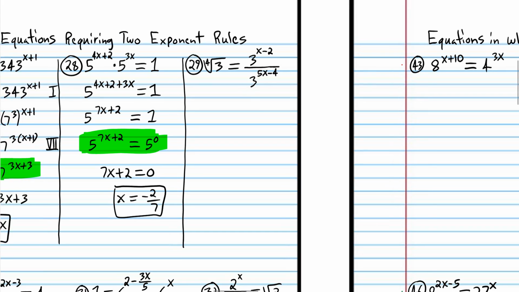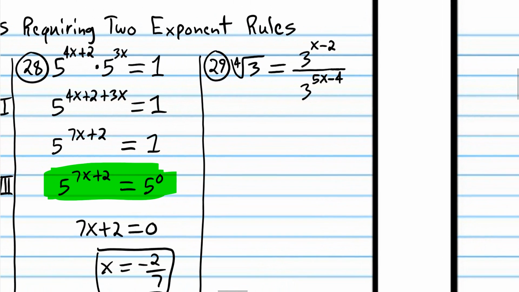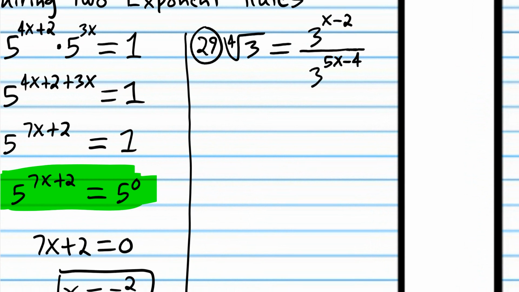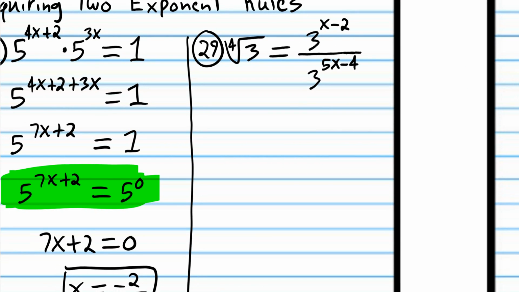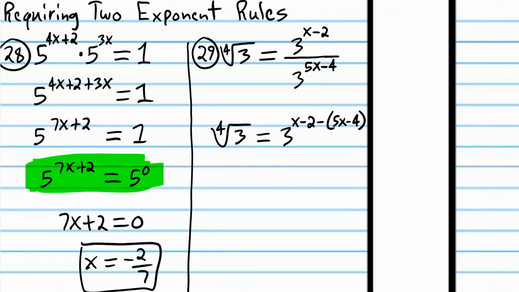All right, next problem. We're going to use rule number 2. So when you're dividing powers and you have the same base, you just subtract the exponents. So we have x minus 2 minus 5x minus 4. And remember, you have to be very careful about where you place those parentheses, or if you use parentheses at all. A lot of students will not use parentheses and they'll get the wrong answer. You're subtracting this whole thing here, you see.